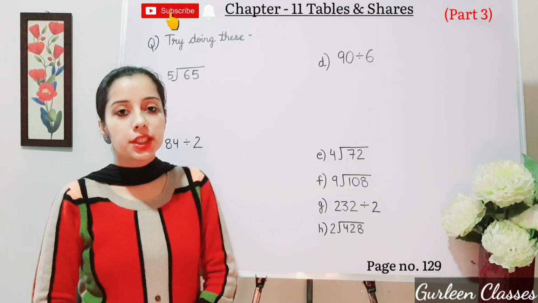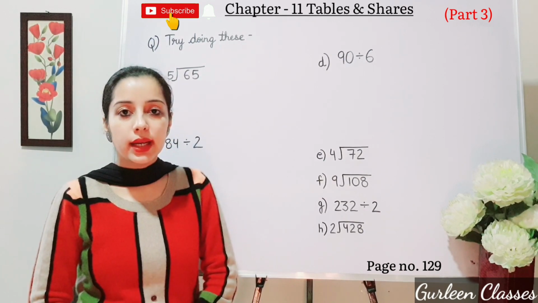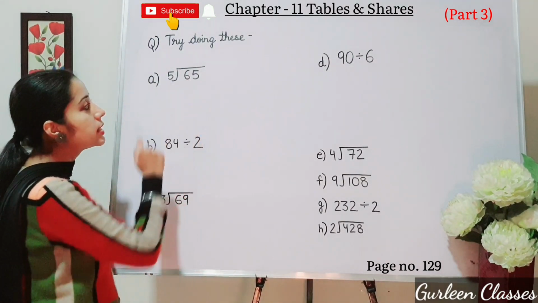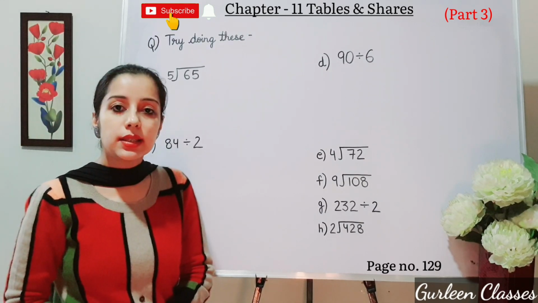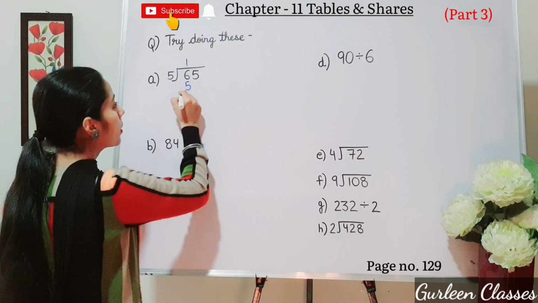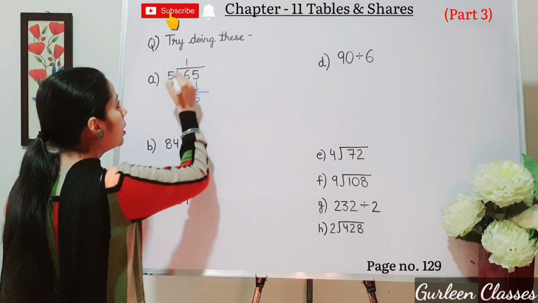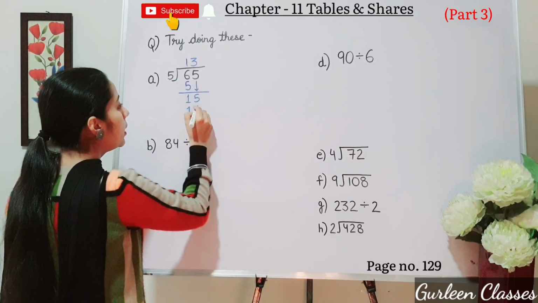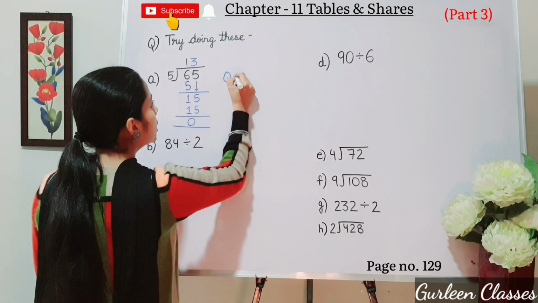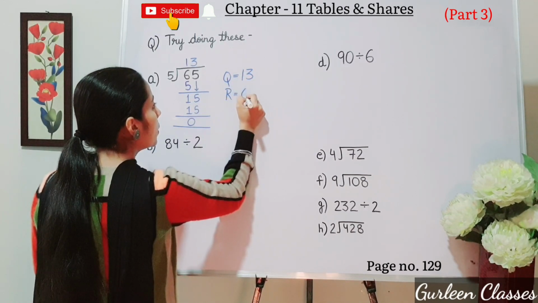So now let us do question. Try doing these. So this question is given in your book, page number 129. So we have to divide 65 by 5. So here 65 is the dividend and 5 is divisor. So let us divide this. 5 ones are 5. 6 minus 5, 1. And 5 will come down. 5 threes are 15. So remainder is 0. So right here, quotient is equal to 13 and remainder is equal to 0.